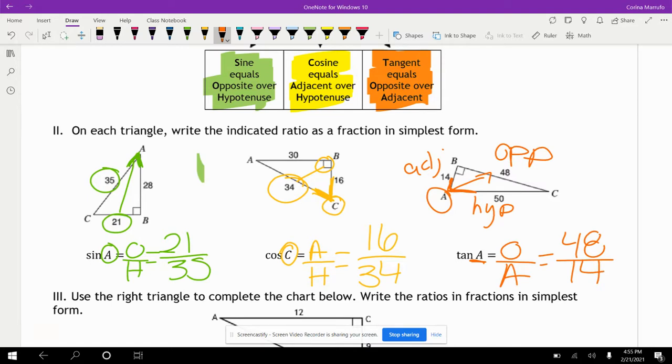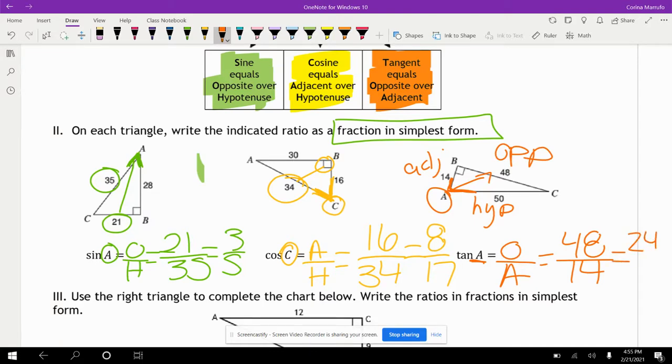Okay, there's one thing I didn't do. I just wanted to set up the ratios real quick. When you give the ratios like 21 over 35, sometimes they're going to ask you for decimals. In this case, they ask for a fraction in simplest form. So we have to reduce. 21 over 35 is going to give us 3 over 5. 16 over 34 is going to give us 8 over 17. And then 48 over 14, I believe, is 24 over 7. And that's it.